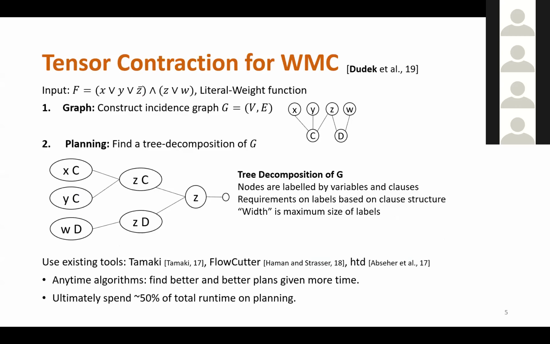So now, using this tensor contraction, we can construct an algorithm for weighted model counting. This is a bottom-up algorithm. We're given a formula and a literal weight function. The first step is to construct a graphical representation of the formula, and in this case we're using the incidence graph of the formula. Then the second phase is to find some sort of query plan that we're going to use to compute the weighted model count of the formula.